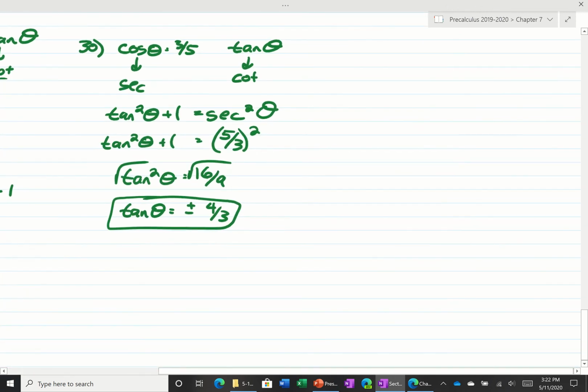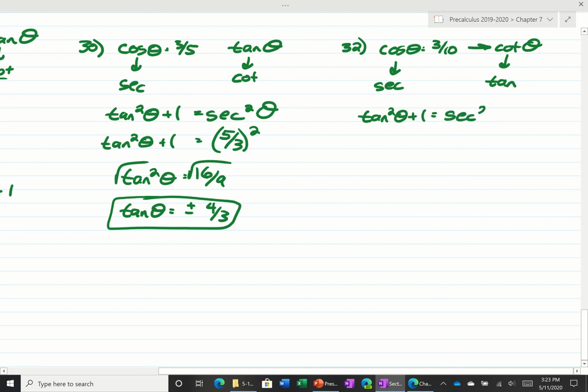And there's one more. Number 32. It says if cosine theta is 3/10, find cotangent. All right, well, cosine I can convert to secant, and cotangent I can convert to tangent. So we're going to use the same formula we just had, where the tangent squared of theta plus 1 is equal to secant squared of theta. Well, I don't know what tangent squared is, but I know that the secant would be 10/3 because cosine is 3/10. So this would give me tangent squared of theta is equal to 100 over 9.